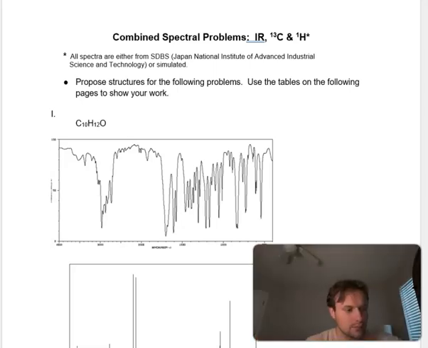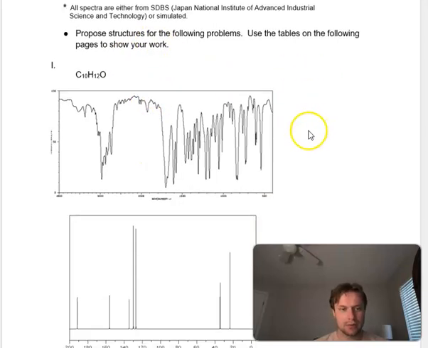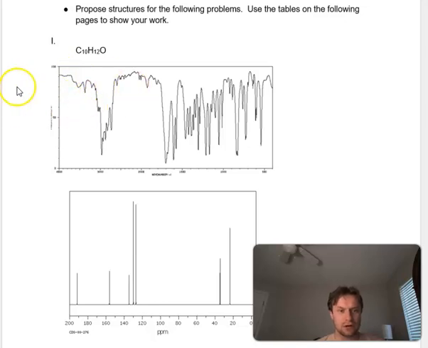And this is a presentation on the combined spectral problem using IR, 13C, and 1H spectrums for this C10H12O compound here. So looking through these, the first one here is our IR spectrum. There are a few points to make here. When we're looking at this, we have to look at these different peaks to be able to tell us a little bit about the structure of this C10H12O molecule.